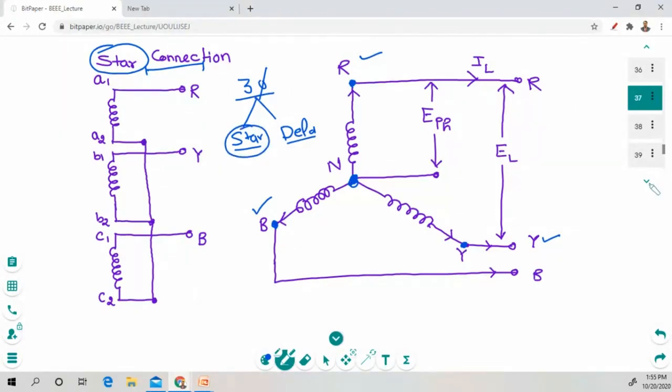So we make the wiring in such a manner that it forms like a star. Next is delta, which can be represented like this. We make the connection in the form of a delta. And as the name suggests, star, we make the connection like a star.